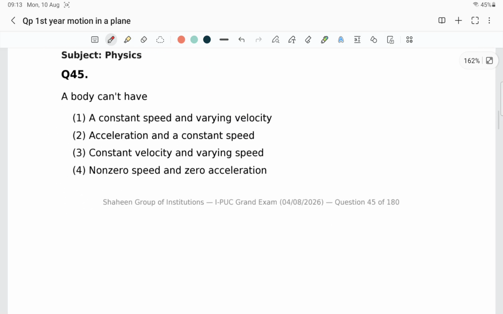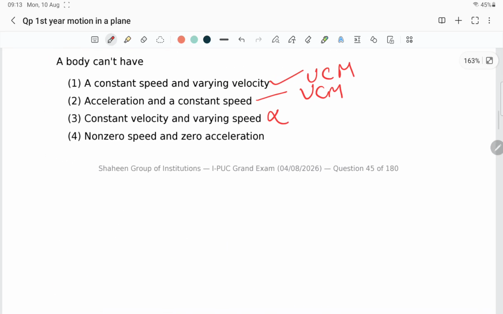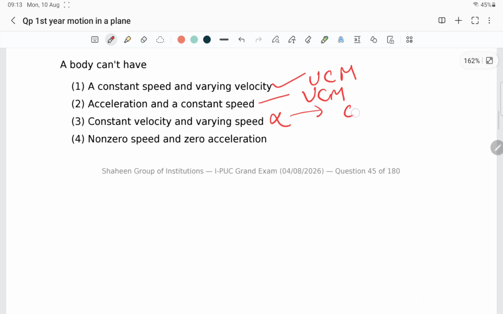A body can't have a constant speed and varying velocity. This is possible because we have learned uniform circular motion. What about the next? Acceleration and constant speed. Again, this is in uniform circular motion. Then constant velocity and varying speed. This is not possible. Constant velocity will always give constant speed.